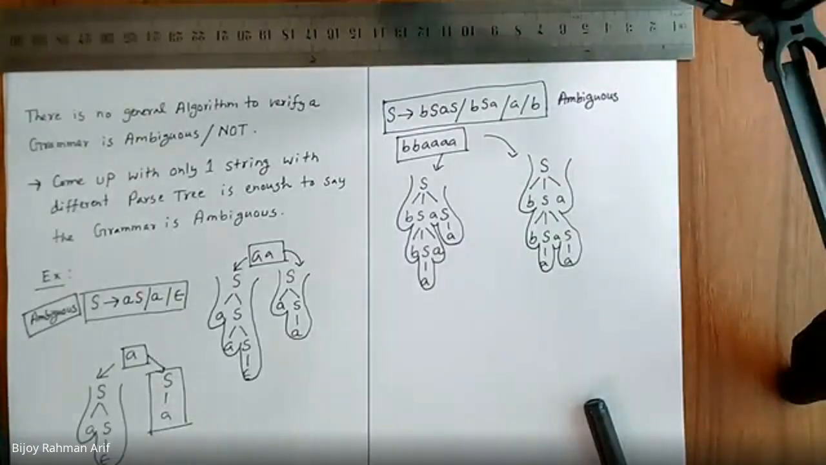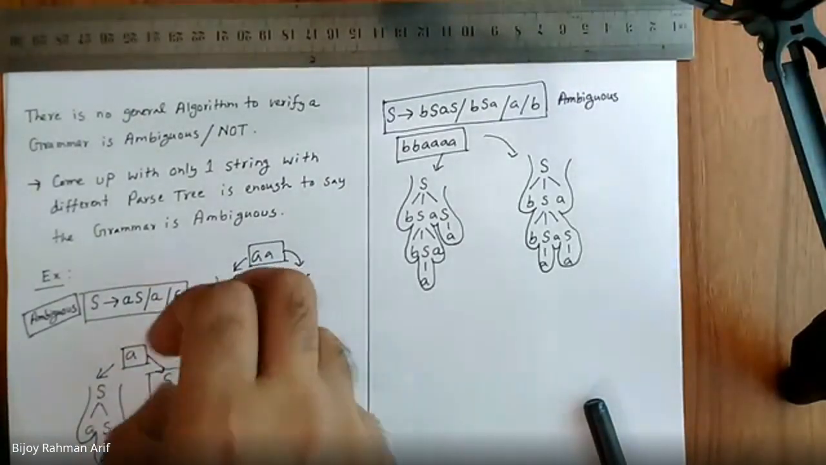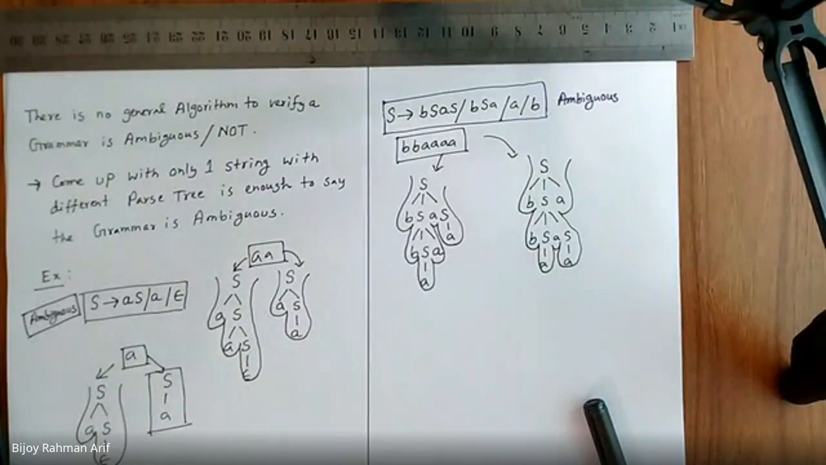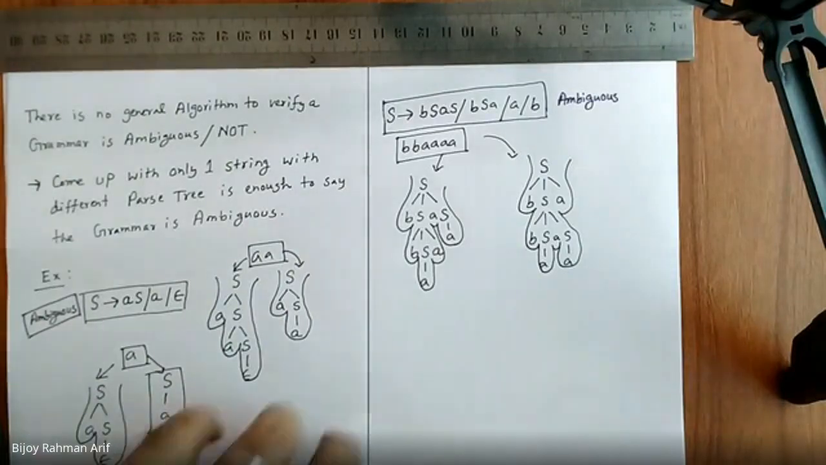Now tell me why ambiguity is happening in these grammars. What is wrong with these grammars? Why is ambiguity happening? Let's take an example.